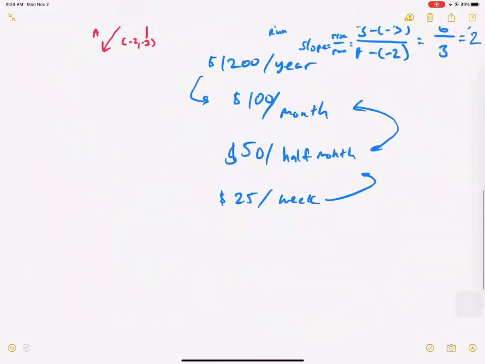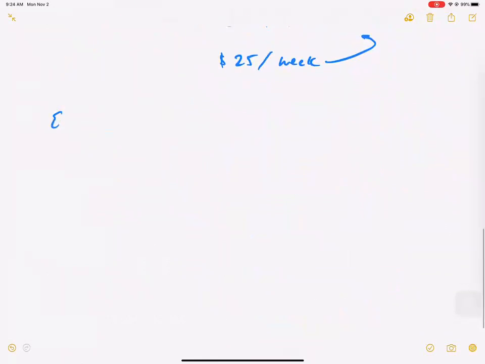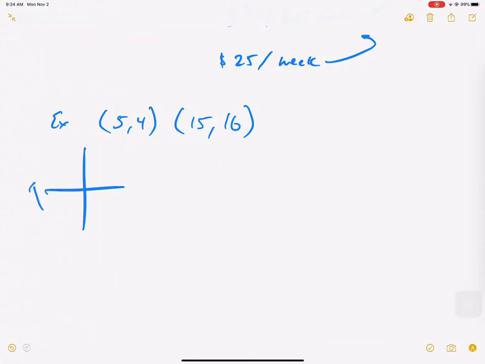So let me give you another example. If I give you the values 5, 4, and let's do 15, let's do 16. Okay, these are big numbers. I personally do not want to graph this out. No, this is too much work. So if I ask you guys for the slope, we're going to simply subtract the numbers.